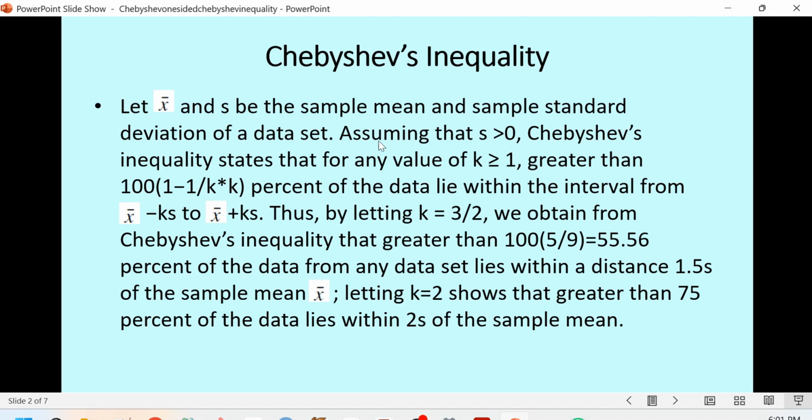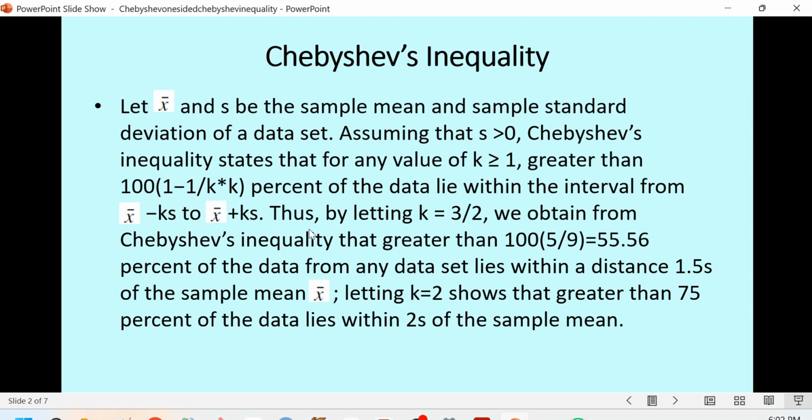So if, for example, we know X bar and S, the sample mean and sample standard deviation of our data, we do not need very difficult calculation to know exactly what the probability between two values is. But we can conservatively state that at least 100 times (1 minus 1 divided by k squared) percent of the data lies between x bar minus k times s and x bar plus k times s.